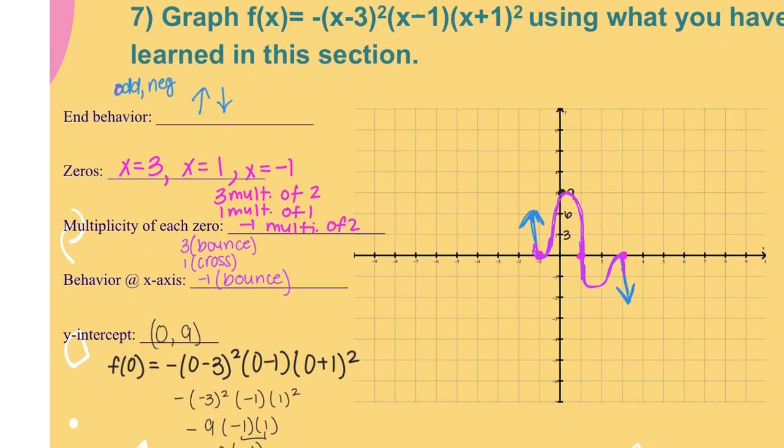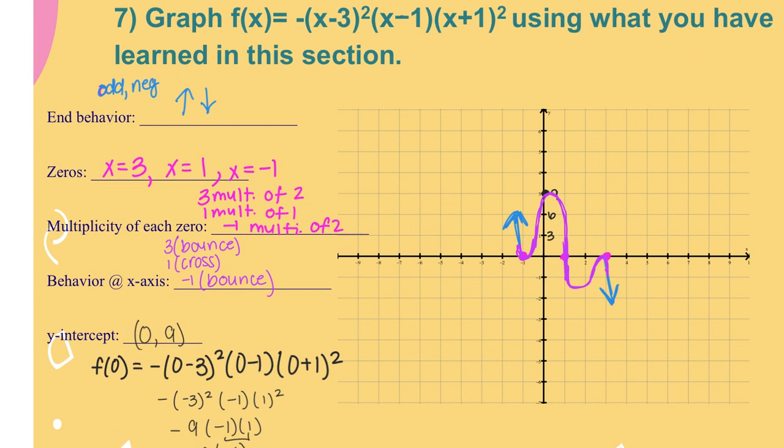So this is what your graph should look like. These are all the answers that you should have. Keep in mind it's bouncing at 3, and it's bouncing at -1, and it's crossing through +1.